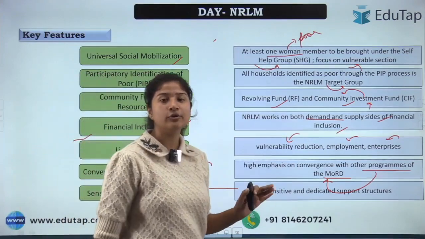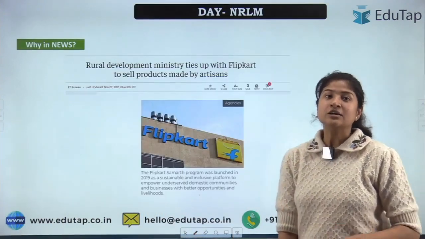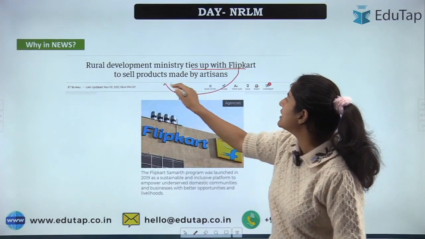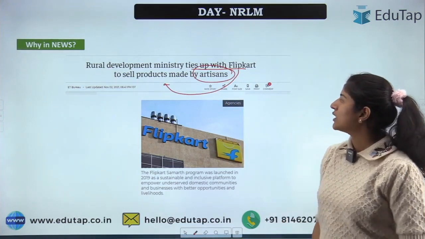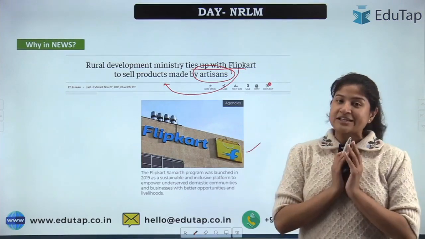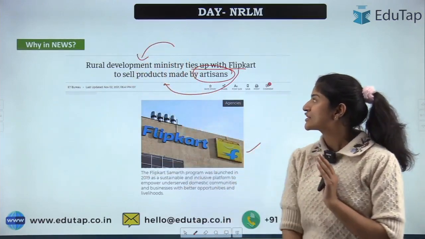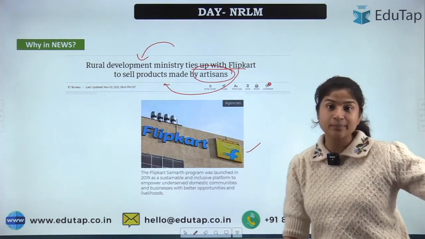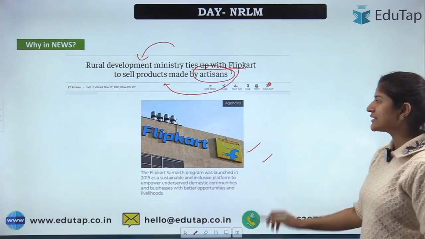Now we'll look at why we studied this particular scheme. There must be something in the news, right? What happened is that the Rural Development Ministry tied up with Flipkart to sell products made by artisans in rural areas. So what is this news all about? Flipkart, an online shopping company, has signed an MOU with the Rural Development Ministry so that the products made by the artisans can be sold. So this was in the news.